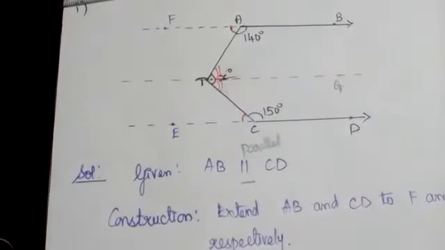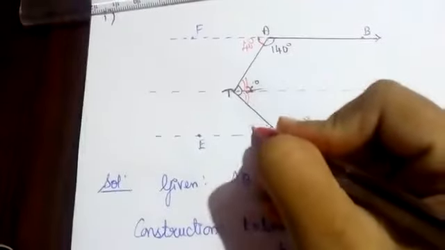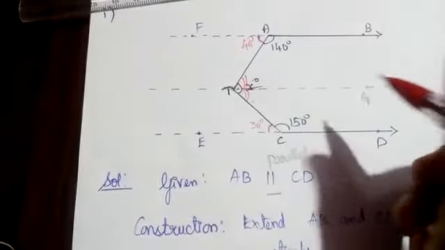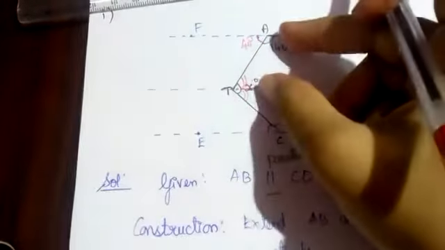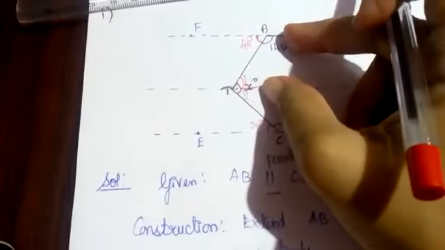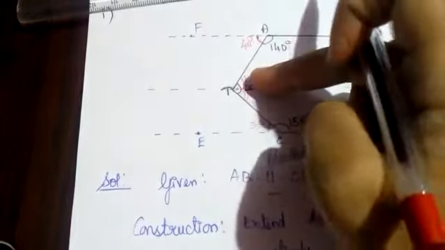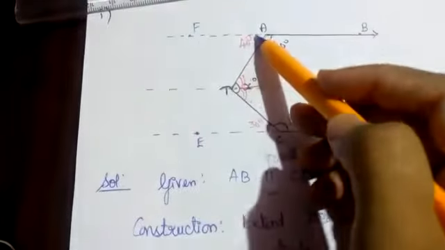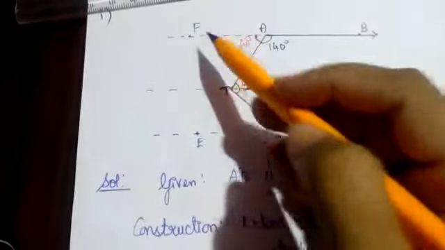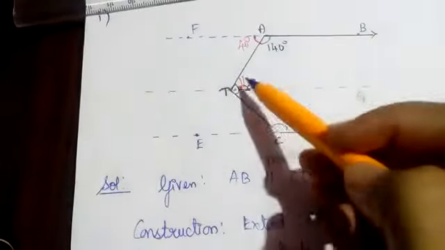If you are seeing, we have already found the value of FAT is equal to 40 degrees, and angle ECT is equal to 30 degrees. Am I right? So these angles are alternate interior angles. These two angles lie between the two parallel lines, they are interior angles, and they are alternate interior angles. We know that alternate interior angles are equal. So angle FAT is equal to angle GTA.